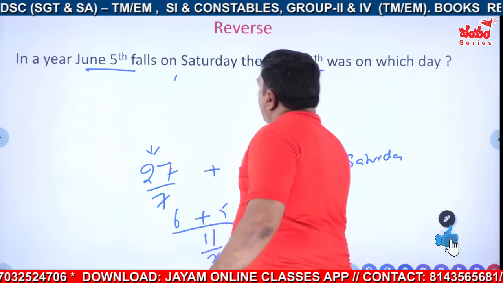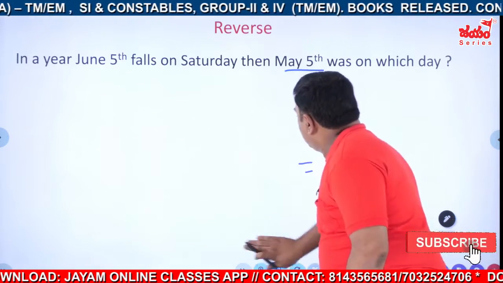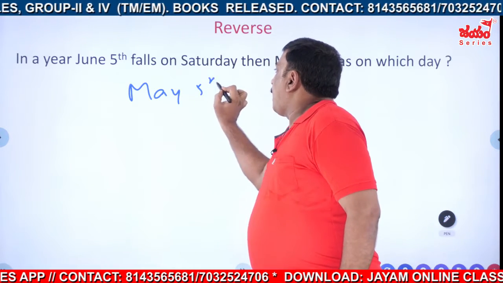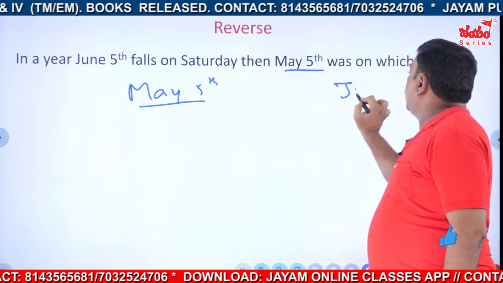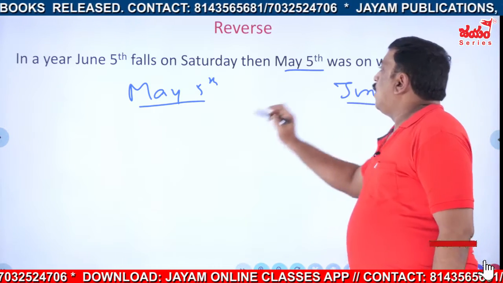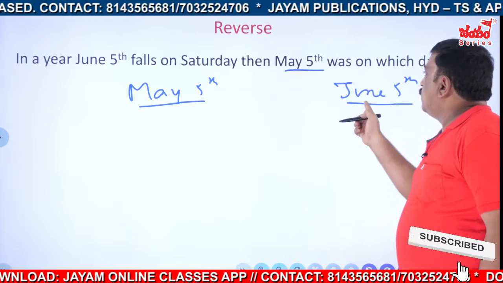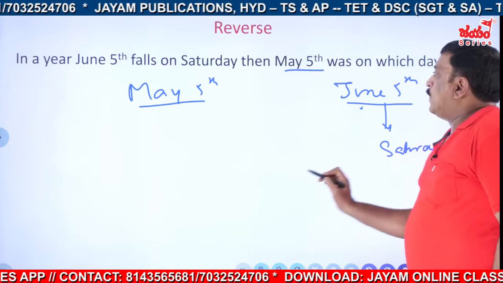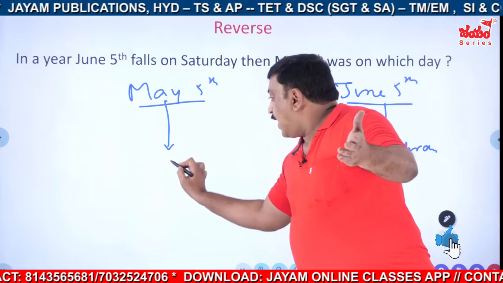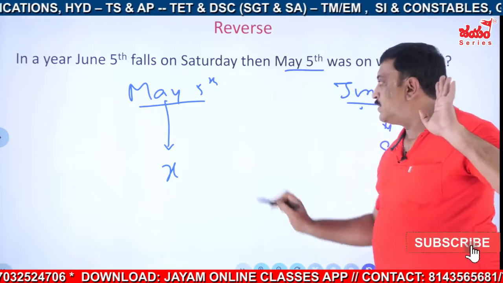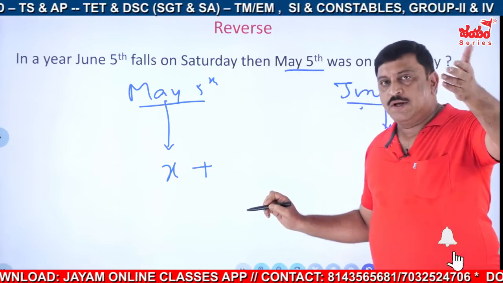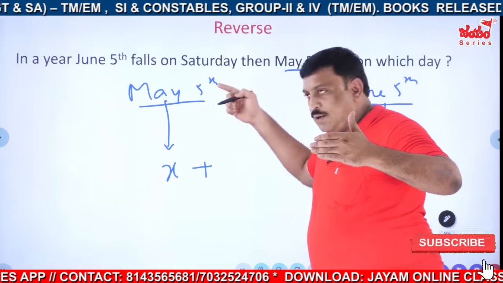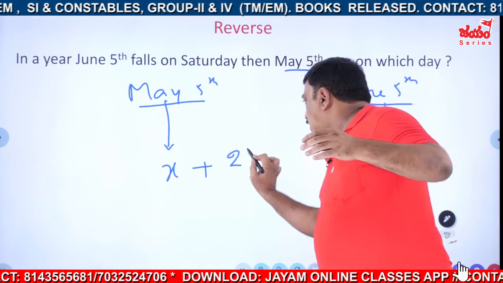See, one minute. I have done May 5th to June 5th. June 5th is already given, it is on Saturday. May 5th is on X, I think. X days. After May 5th, how many days should it be? It should be 26. It is included, no problem.